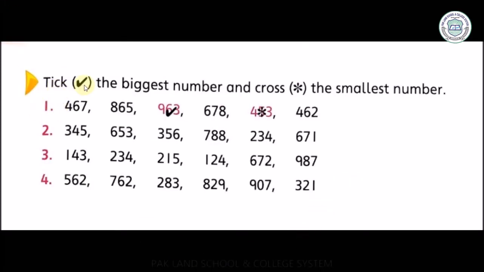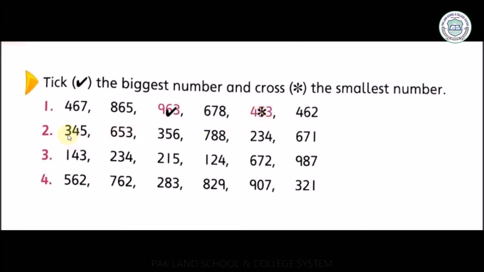The next topic we have: pick the biggest number and cross the smallest number. In each column we have to take the biggest number and we have to cross the smallest number in this form. First example we have 467, 865, 963, 678, 453 and 462. In this column the biggest number we have is 963. So we have to take the biggest number, and the smallest number we have is 453, and we have to cross the smallest number in it.